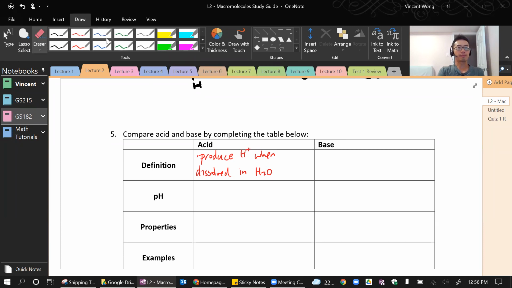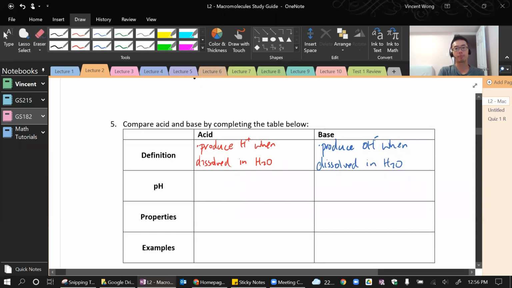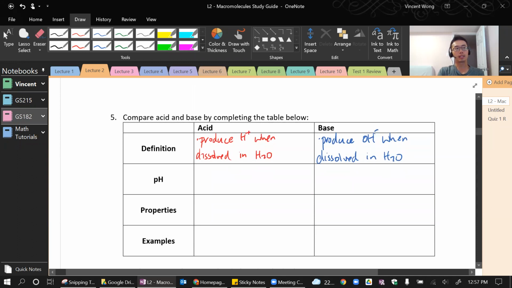Base. What is base? Base produces OH- hydroxide when dissolved in water. And so again, these are just very simple definitions of what an acid and base is. You might learn a slightly different version in your chemistry class.